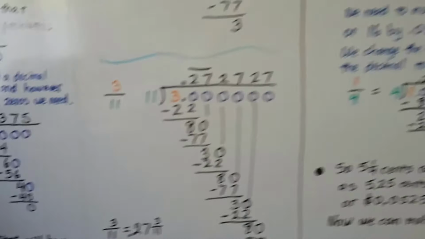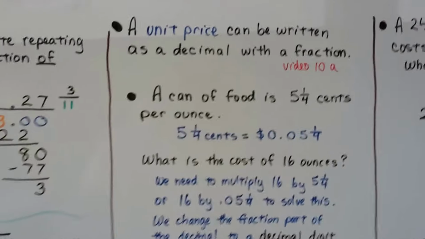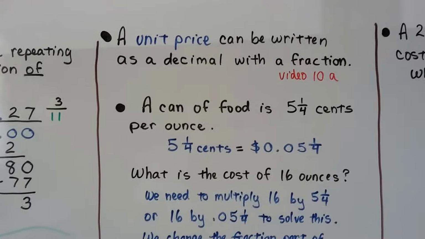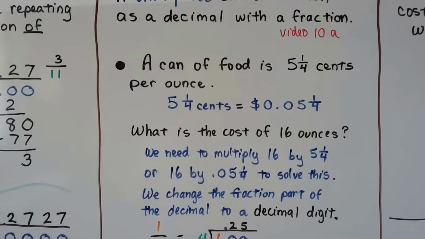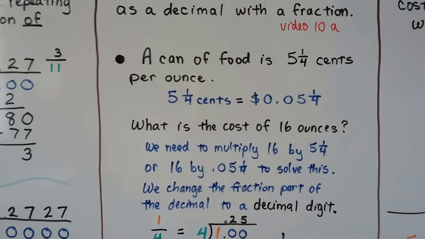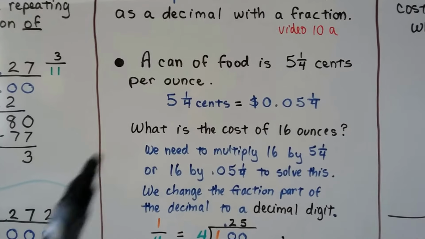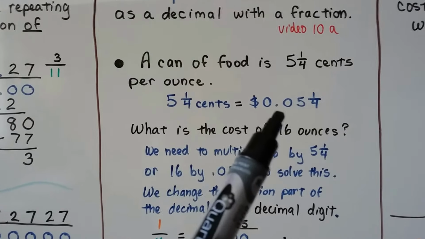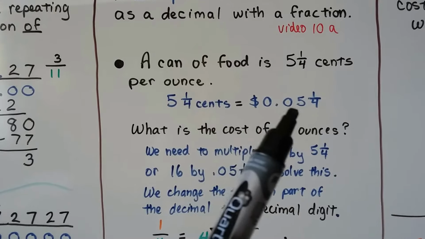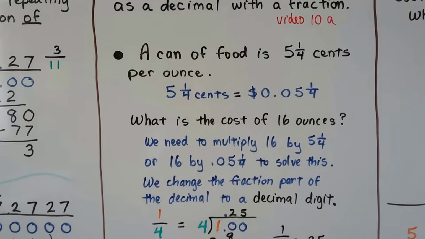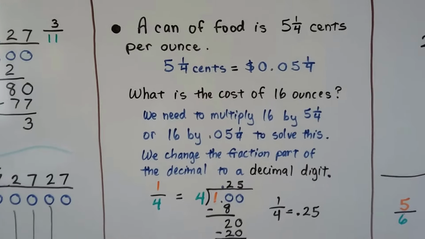Okay? A unit price can be written as a decimal with a fraction. We talked about that in the last video, 10a. A can of food is 5 1/4 cents per ounce. What's the cost of 16 ounces? So 5 1/4 cents is like, if we were to write it like money, it would be 0.05 1/4. See? It's 5 1/4 pennies, right?